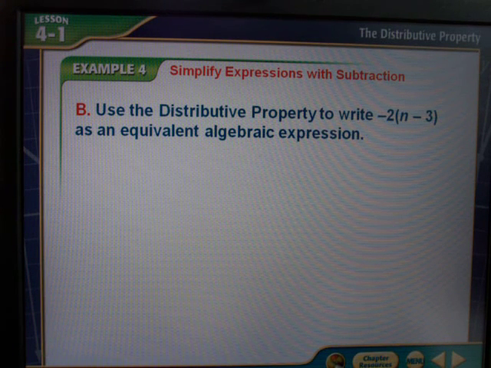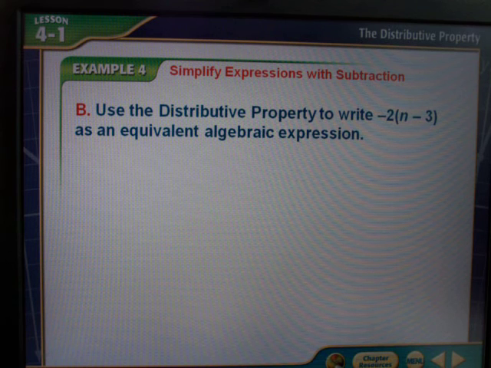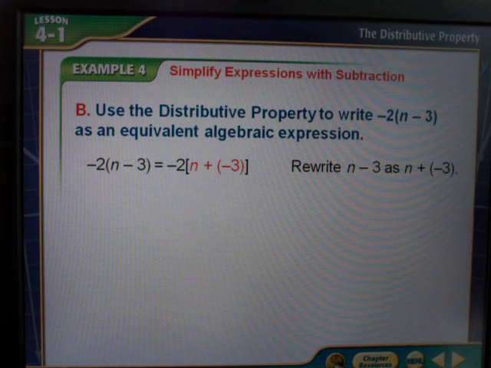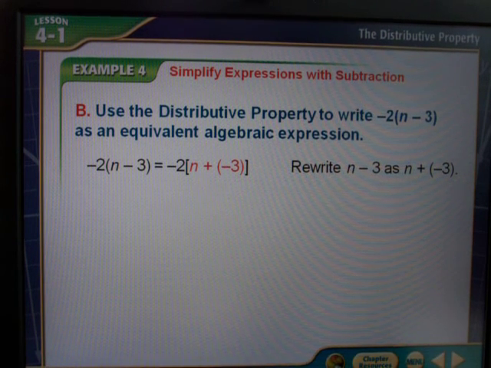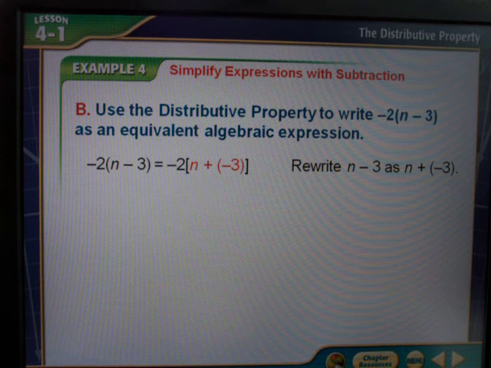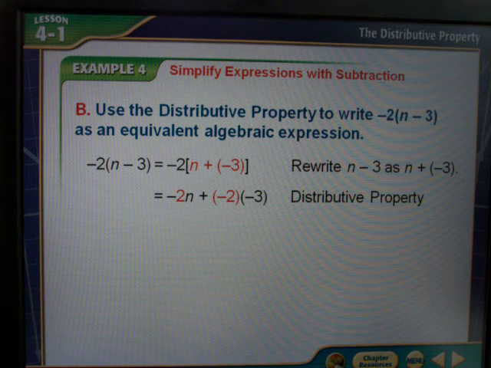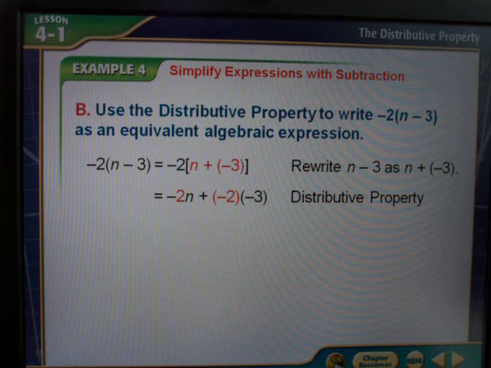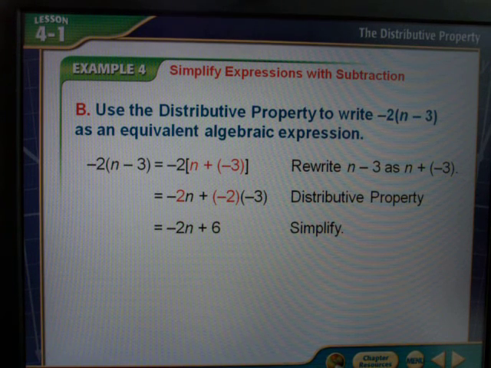Now we're going to use the distributive property to write a negative 2 times the quantity n minus 3 as an equivalent algebraic expression. Now they have you rewrite n minus 3 as n plus a negative 3, and that's just to make it a little easier when you multiply across. You don't necessarily need to rewrite it that way, as long as you can keep track of all your negative signs. So now you have a negative 2n plus negative 2 times negative 3, which gives you a negative 2n plus 6. So that's our answer.